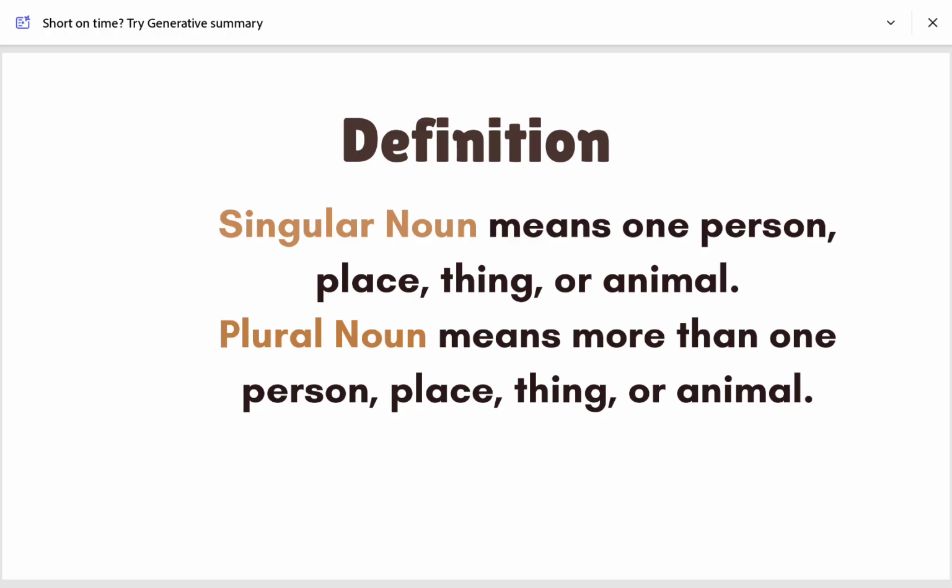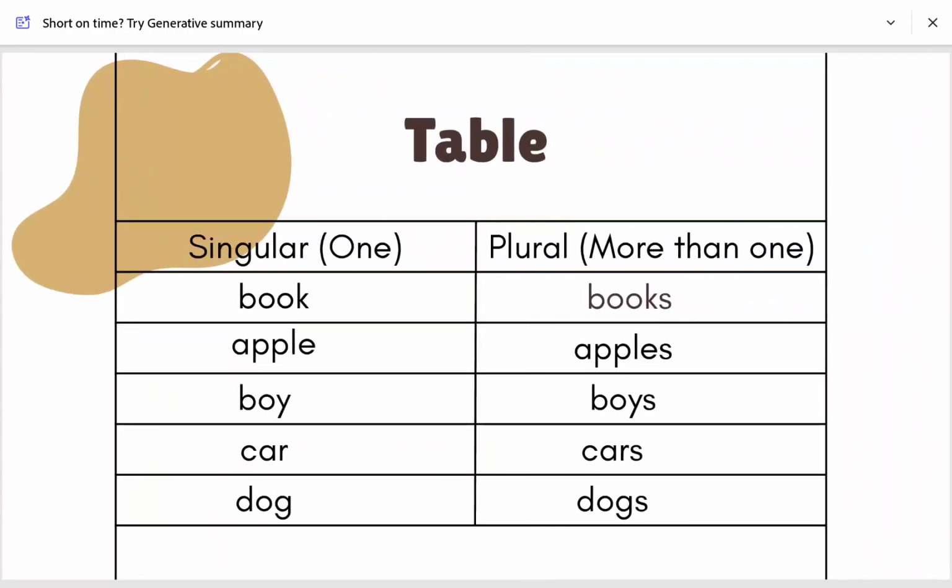Let's understand what a singular noun means and what a plural noun means. A singular noun means one person, one place, one thing, or one animal. And a plural noun means more than one person, more than one place, more than one thing, or more than one animal. Okay. Now look at this table.